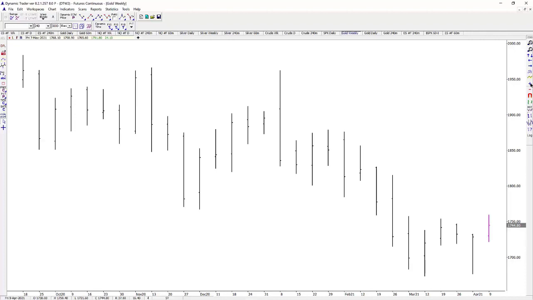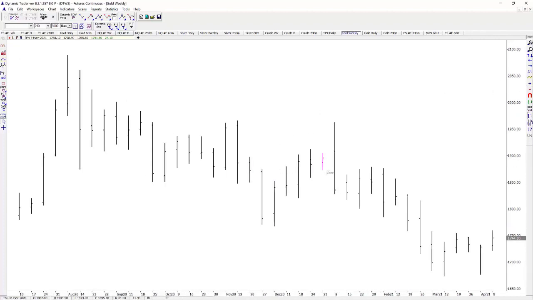Let me expand this a little bit. And then again, we came down to make a new low. So what's going on here? It's certainly not a typical ABC. It's not a typical ABCDE. It's some sort of complex correction.